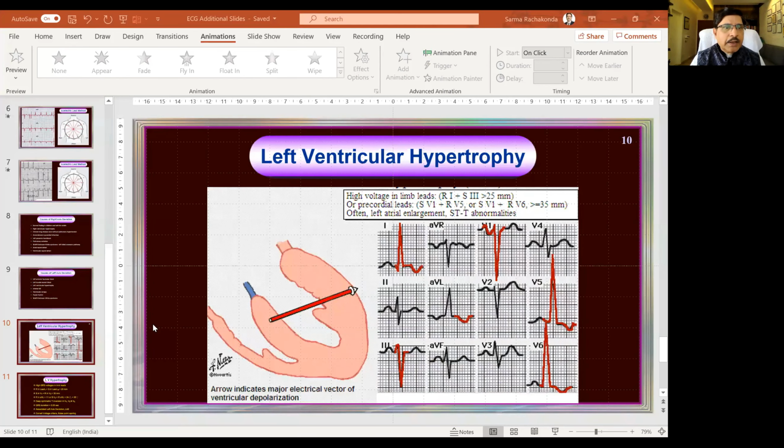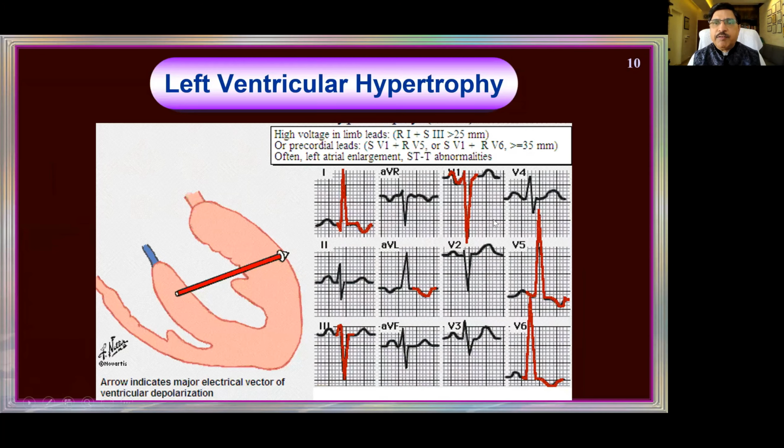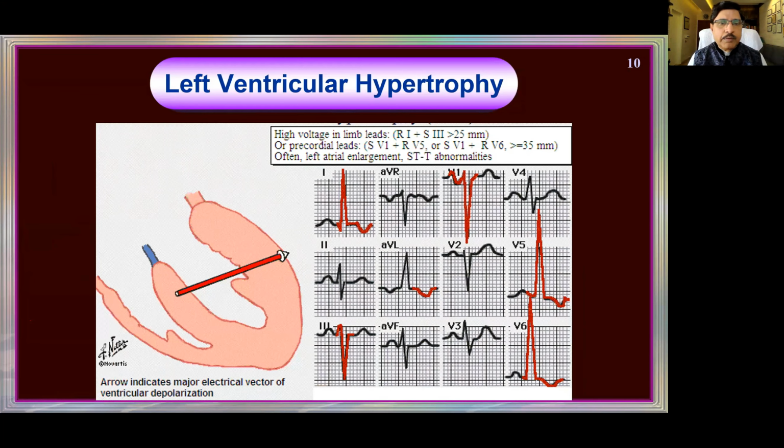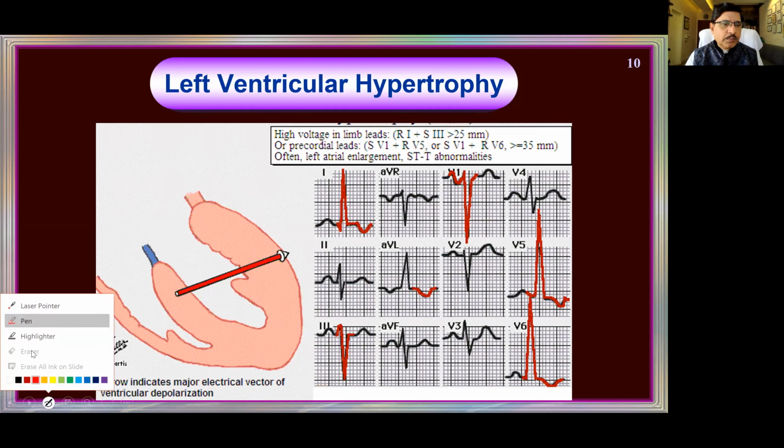Dr. Deepa has asked me why there is a deep S wave in V1 in case of left ventricular hypertrophy. Is that the question you asked, Deepa? Yes, sir. Yeah, let us see why it is so.